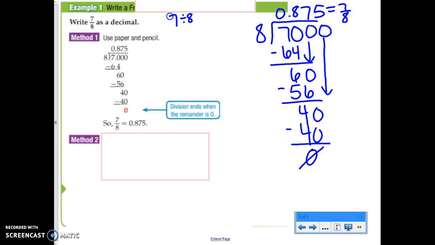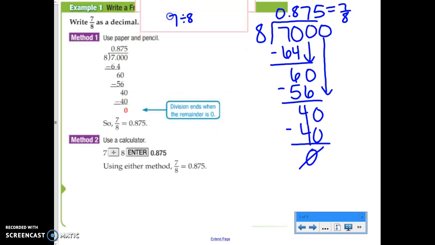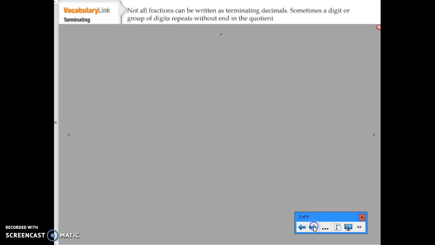Taking a look at method 2, which some of you are going to probably want to use a lot more often, is using a calculator. So again, you take that numerator, which was 7, you divide it by the denominator, which is 8. When you press enter, you get the same answer that I got, 875 thousandths. But not all fractions can be written as terminating decimals. Sometimes a digit or a group of digits repeats without end in that quotient.